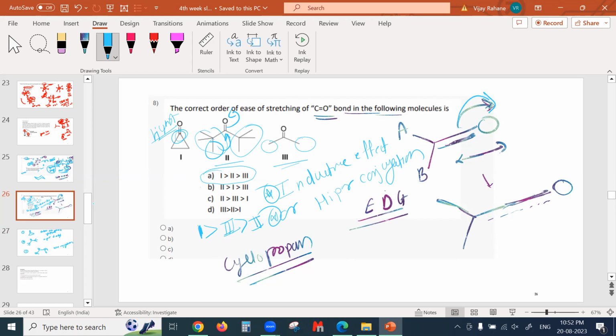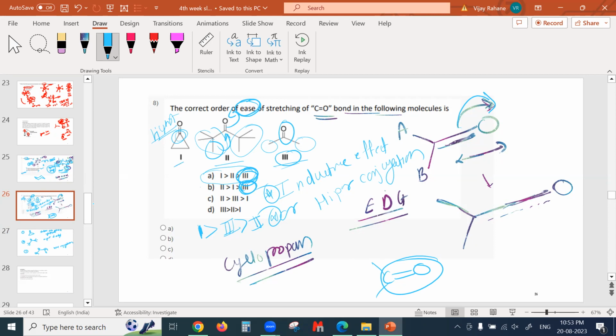A single ketone, I think, needs more strengthening, right? Compared to this, the single ketone obviously has more strength. But having more strength means it is less reactive. Yes, but they are asking about the option which has the easiest stretching, right? So I think the first one is the right one. Is it right? Yes, most likely the first one is the correct option.